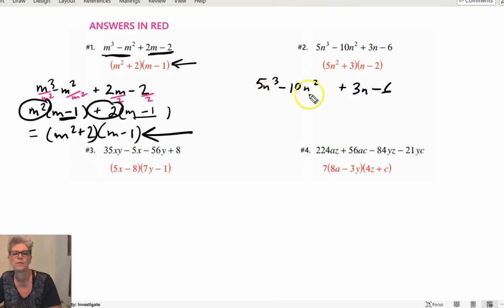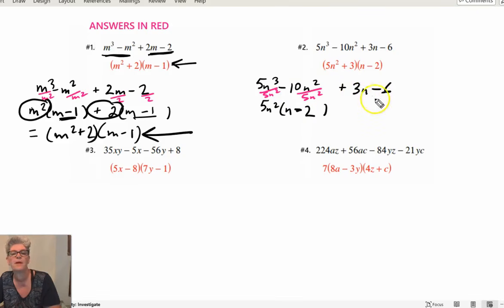Okay, so with the first pairing you can see that the numbers have a 5 in common, and the lettering, the n's, have an n squared in common. So I'm going to factor out a 5n squared. So what's left to go inside the parentheses? Well, if you were to divide each term by what you factored out, what would be left over? And so the 5's will cancel here, and n cubed divided by n squared is just an n. Then we have minus. 10 divided by 5 is 2, and the n squareds cancel each other out.